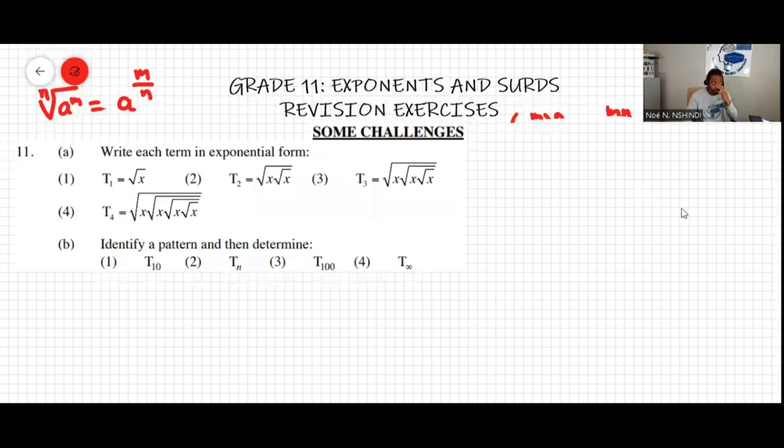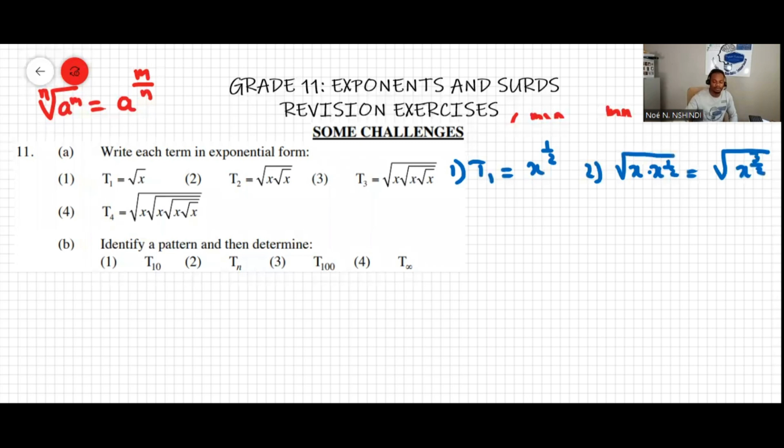Now, question 11 says write each in exponential form. Okay, so let's start over here. The first one, root x, will be x to the half. Okay, that was 1. 2, root x times root x. I keep it as x there, and then root x will be x to the power of half. So the product here will make x to the power of 3 over 2.